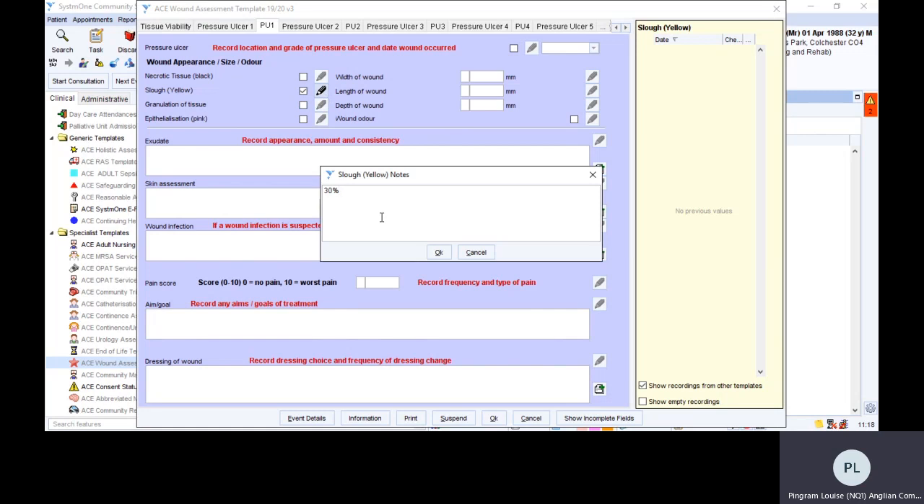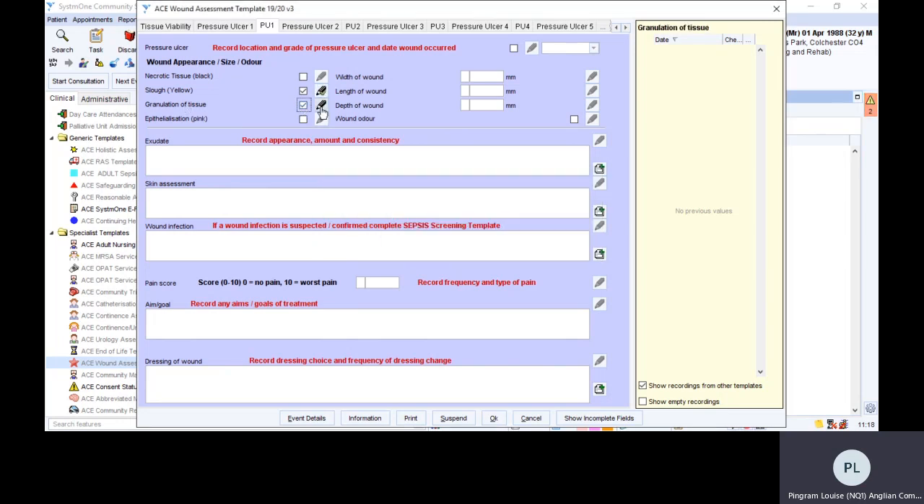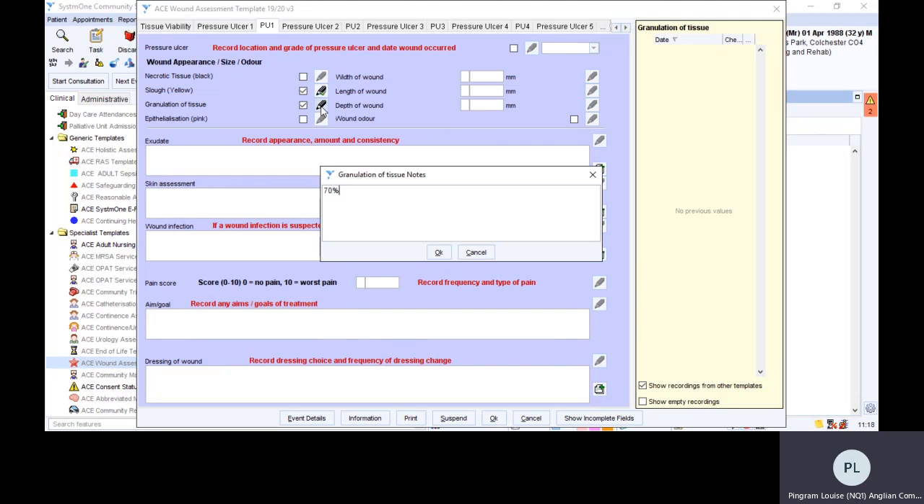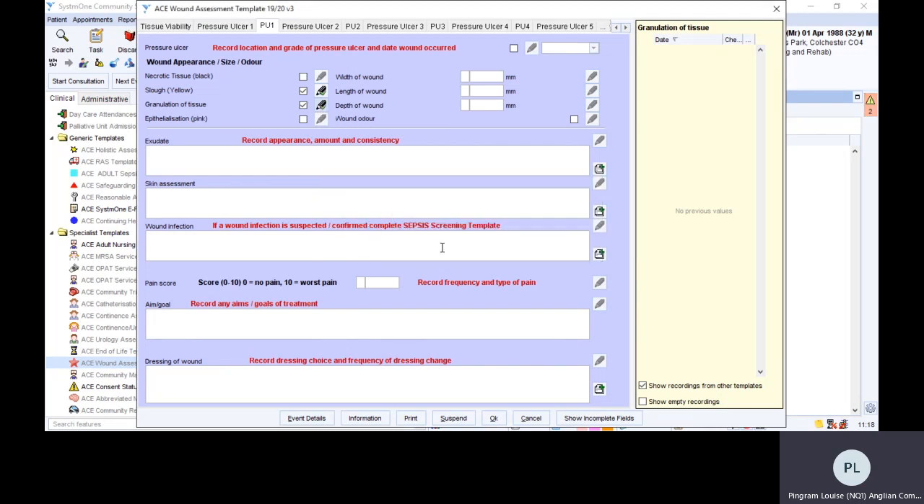It's just important when you're recording these, particularly slough, to say that that was 30% after cleansing. So we know that you've assessed that wound, you've cleansed it, and then you've looked at your percentages of what tissues are within the wound, and then we'd write 70% granulation. So this should always add up to 100.